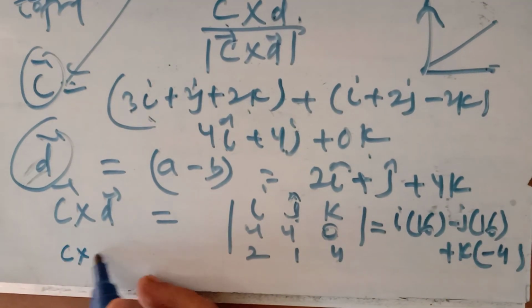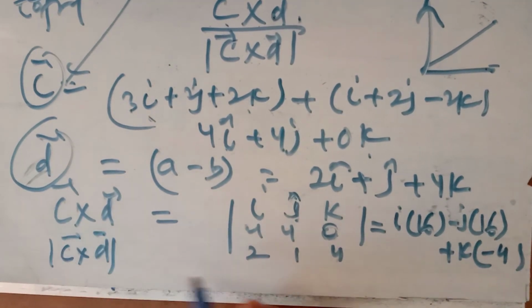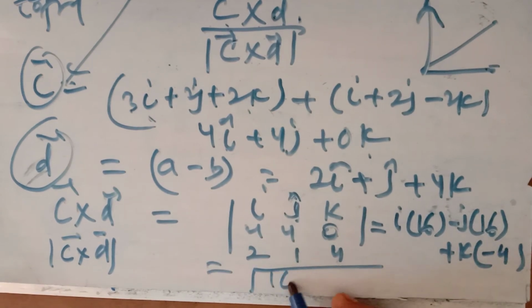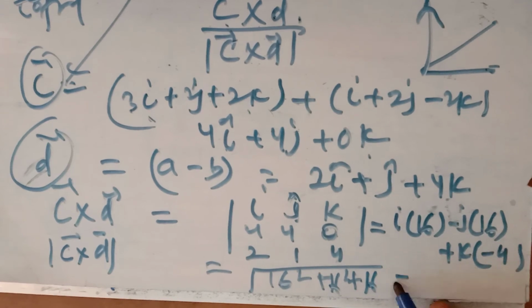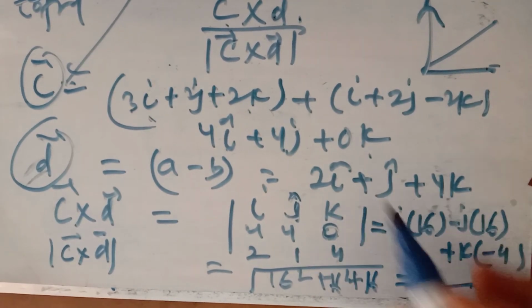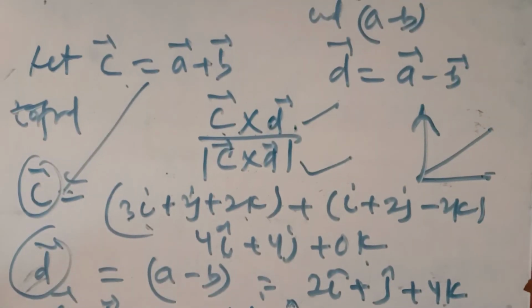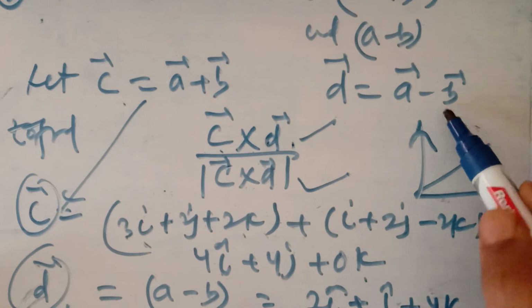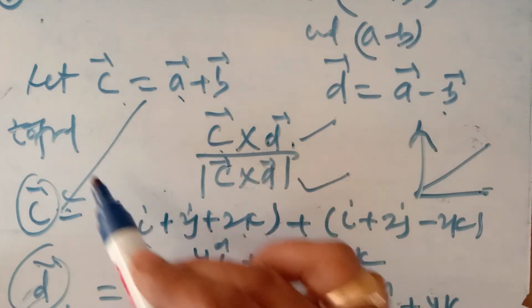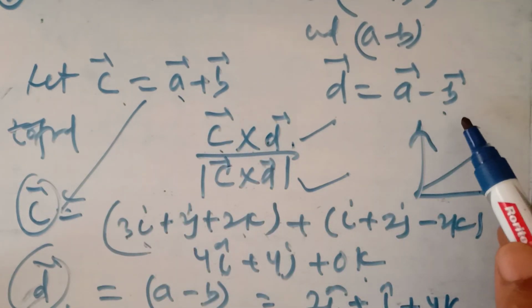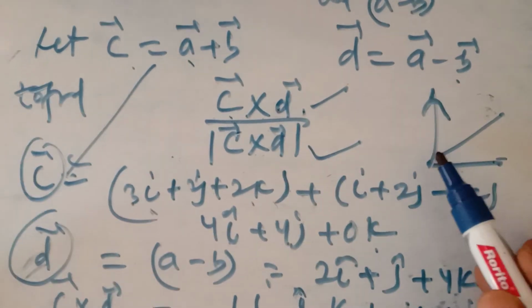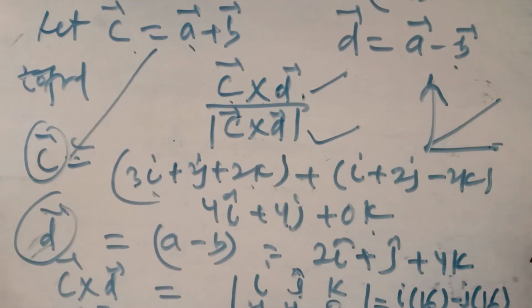Now you have to find the modulus of this vector, the square root of a squared plus b squared plus c squared. Whatever answer comes, you will get the modulus of C cross D, and replace it in this formula to obtain the unit vector which is perpendicular to A plus B and A minus B. We let A plus B be the vector C and A minus B be the vector D, and you have to find C cross D divided by the modulus of C cross D, the unit vector which is perpendicular to each of the vectors.